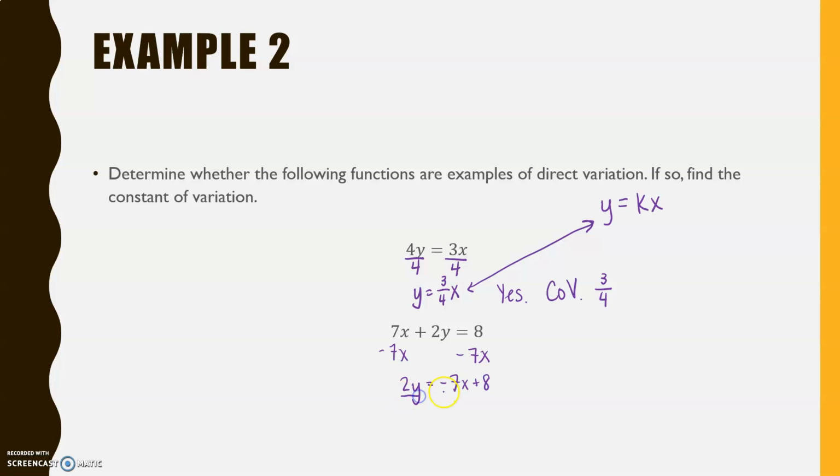And then I'm going to divide everything by 2. And I would end up with y equals -7/2 x plus 4. This, if it stopped right here, it'd be fine. But because it has that plus 4, we say no, it's not direct variation.